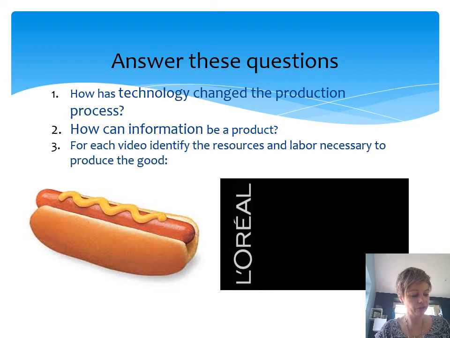As you watch the video, it's two different things. I want you to write down 22A for hot dog and B for the lipstick, and write down the following two things. Identify the resources and the labor that's necessary to produce this good. So what input resources and what labor is necessary to produce hot dogs, and the same for the makeup video. Here we go.